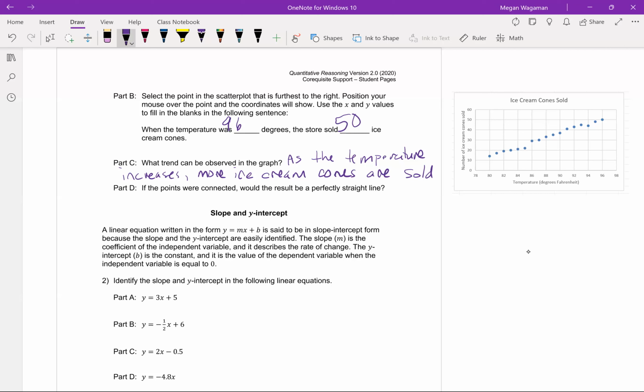This asks, if the points were connected, would the result be a perfectly straight line? It doesn't look like it. And I can just draw a line here. We can get pretty close to all the points if I draw a line, something like that, but it doesn't quite connect them all. There would be no way to connect all these points without making some little zigzags. So no, a line can come close to all the points, but we cannot connect all of them with just a single straight line.